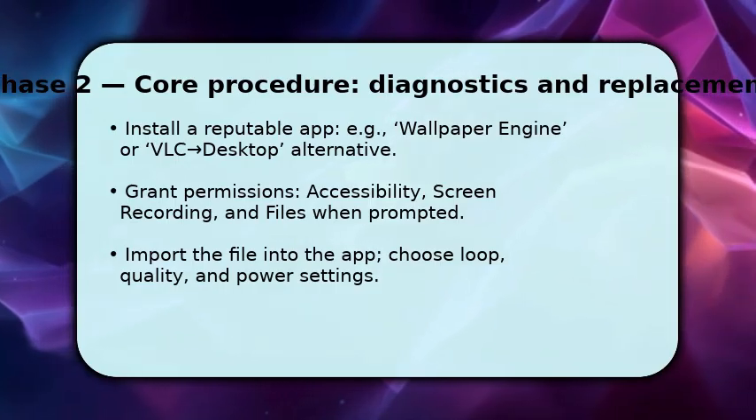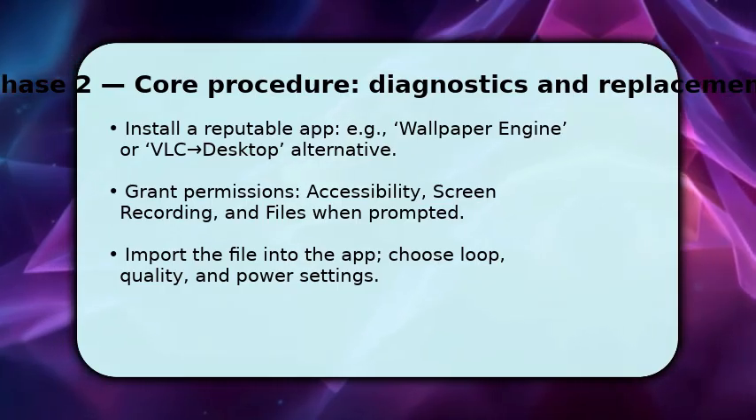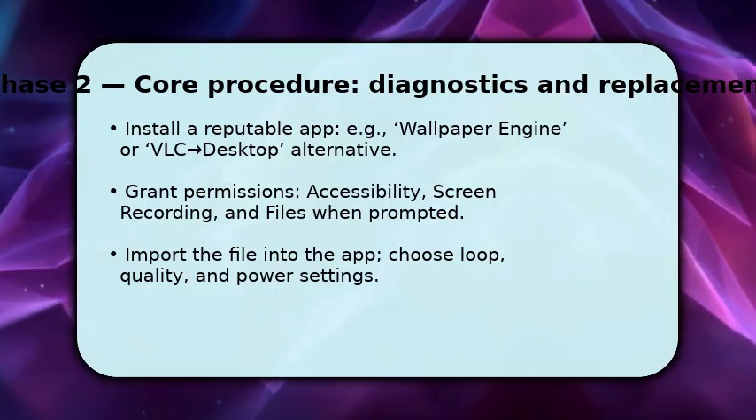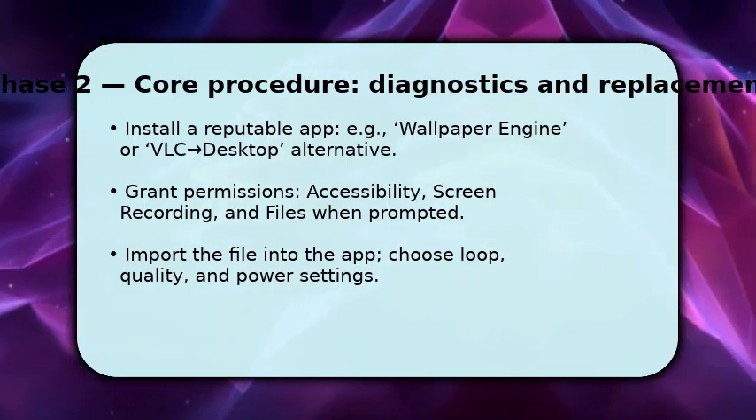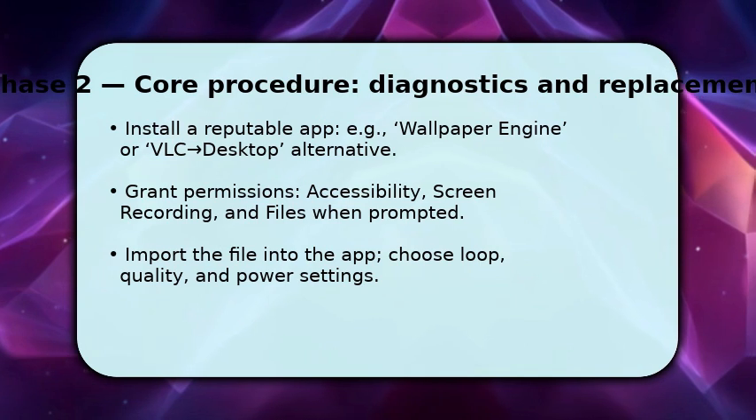Import your MP4/MOV/HEIC into the app library, then choose loop, resolution scaling, and playback quality. Higher quality uses more battery. Once configured, preview on the desktop and adjust if animation trims or flickers, because that indicates scaling.